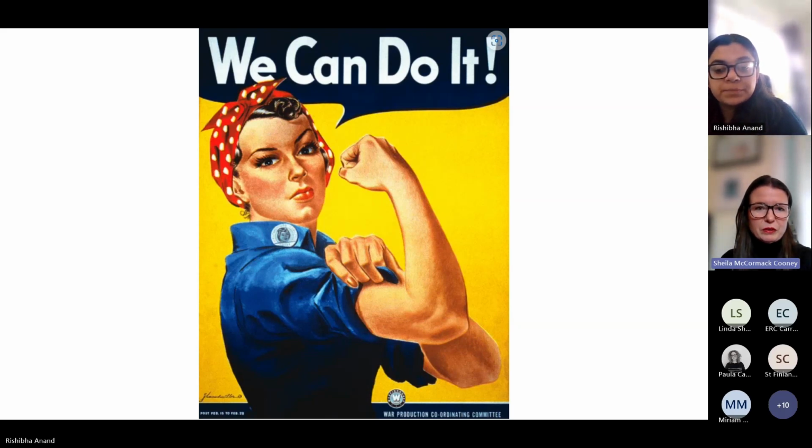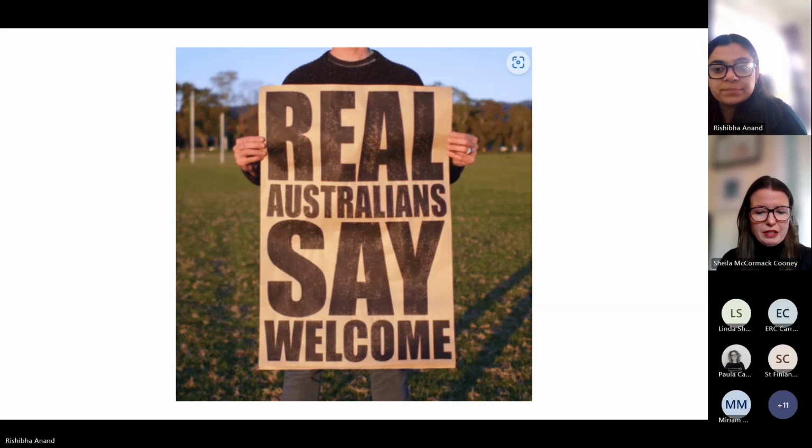Okay, here's another effective campaign. This fella in Australia started this campaign to help welcome refugees. He posted these posters all over the country to get this campaign rolling. So what is it that you think is impactful about this design?